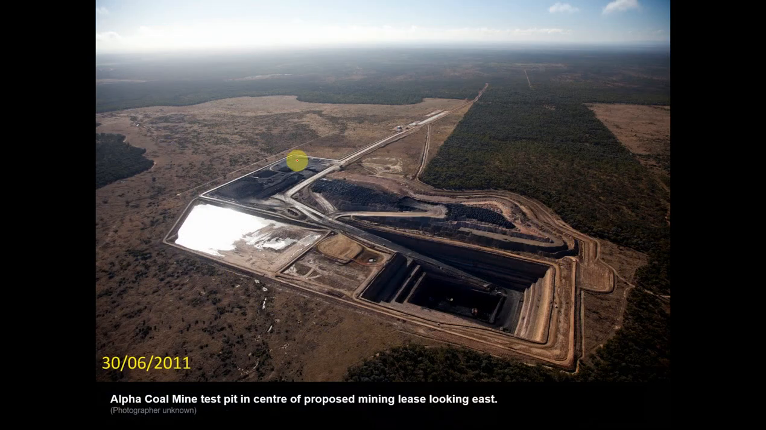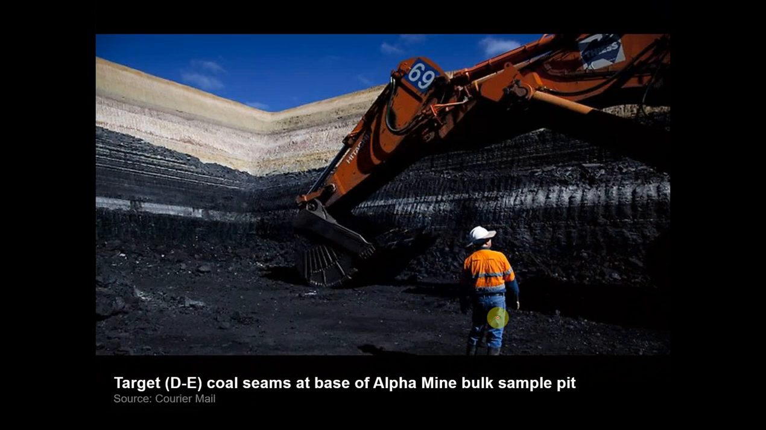This is another example of a bulk sampling pit for another mine called the Alpha Coal Mine. So a pretty big pit. And if we go down, you can see in the pit here, there's a little red thing. That's the excavator. So the next image is basically taken looking at this corner of the pit. So here's that excavator. And you can see the overburden up here, and then the coal seams.